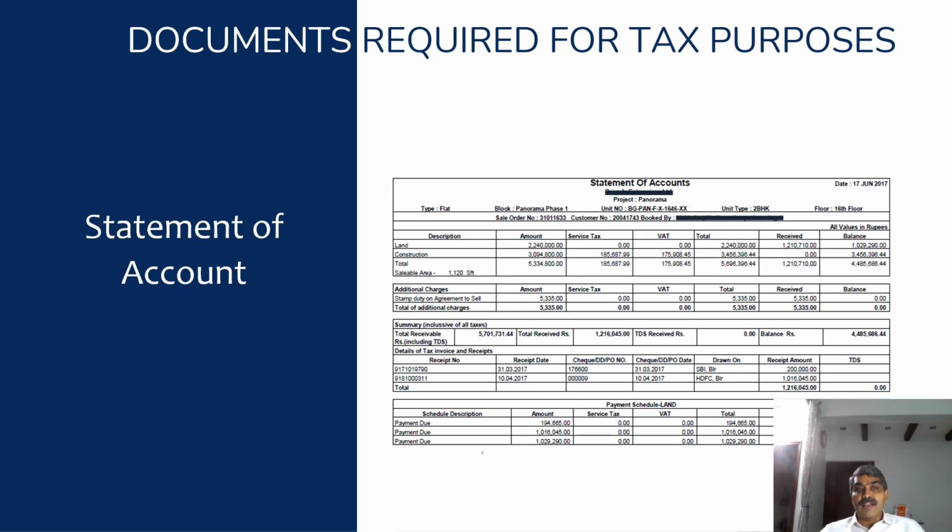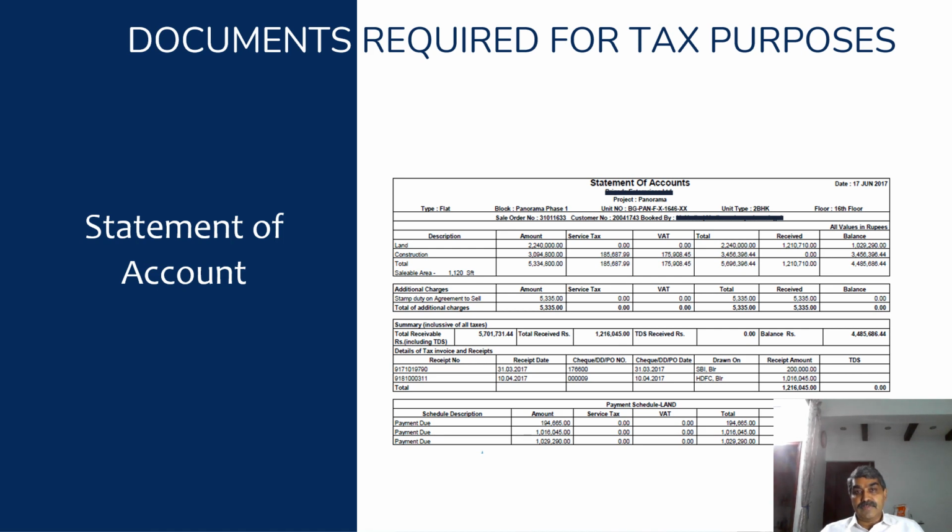Secondly, after all the payments are done, one has to ask for something called a statement of account, SOA, from the builder. This document is nothing but a ledger extract of your account with the builder. This will give a chronological order in which the demands are raised by the builder in installments and the payments made by you at regular intervals, showing the date of payment, the mode of payment, the instrument number, and the amount paid. This is a very important document for the purpose of computation of cost of purchase while calculating the capital gain tax.